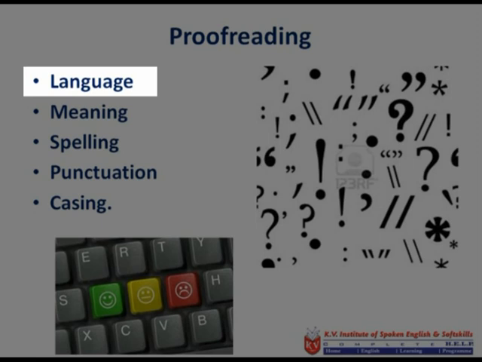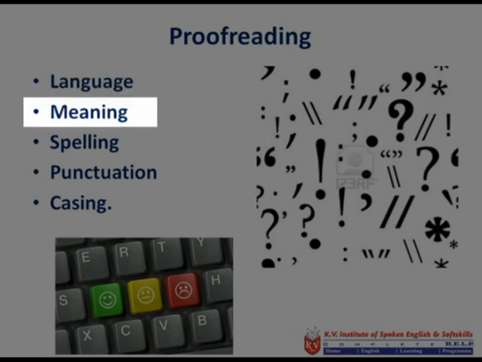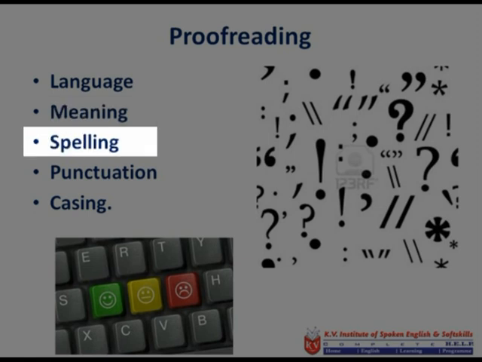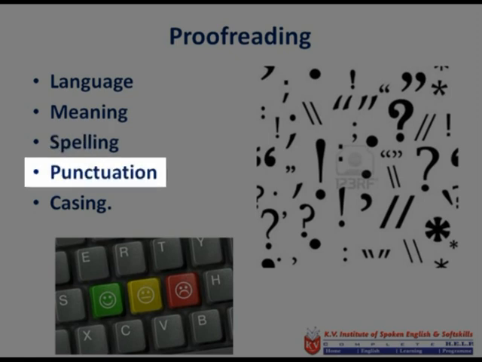Language. Always try to be clear and concise in your business language. Meaning. Make sure that the meaning of the message is correct and accurate. Spelling. Always spell check for grammatical errors using a spell checker. Punctuation. Whenever you send emails, check for punctuation marks like question marks, periods, commas, and use appropriate punctuation accordingly.